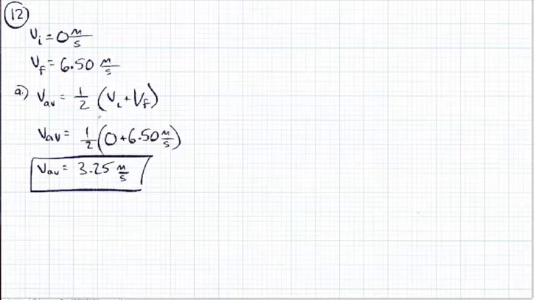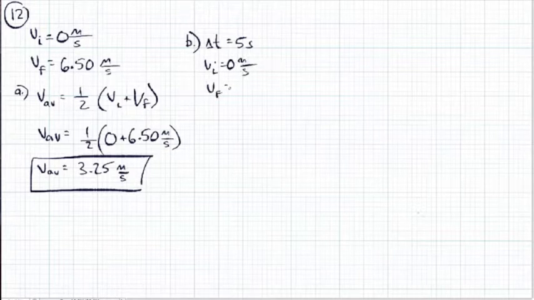So part B tells us, and I'll write part B up at the top here. We'll break this up into thirds. Part B tells us even more. We have a change in time of 5 seconds. So we know that our initial velocity, VI, equals 0 meters per second. Our final velocity equals 6.50 meters per second. And our average velocity, VAV, is going to be 3.25 meters per second.